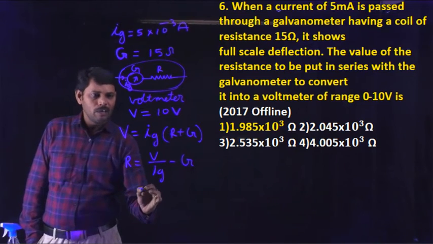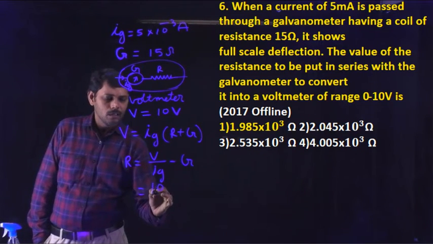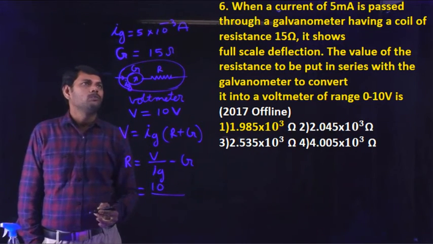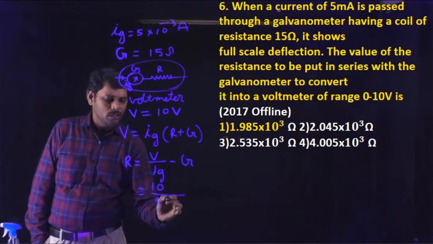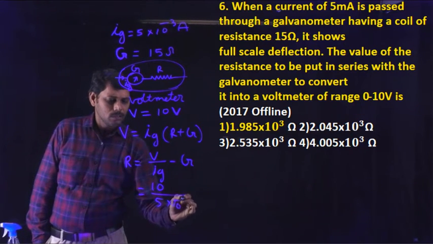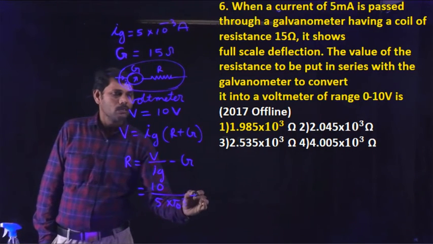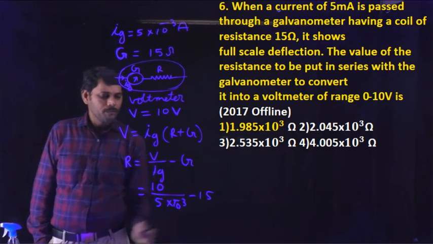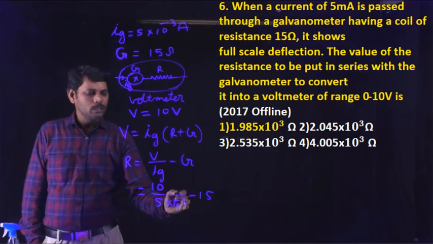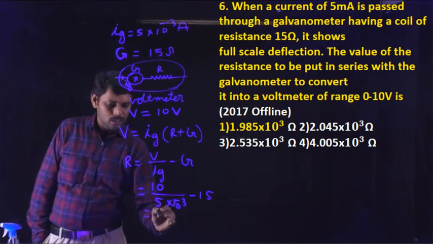So we know V value is 10, divided by Ig value 5 into 10 power minus 3, minus G value 15. 10 by 5 means 2 into 10 power 3. This is 2000.